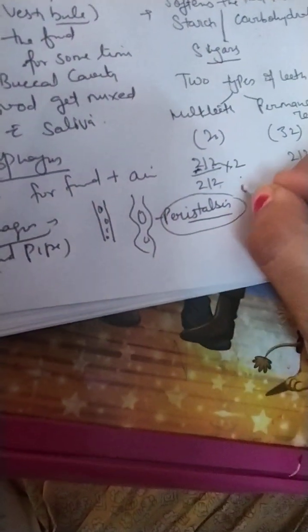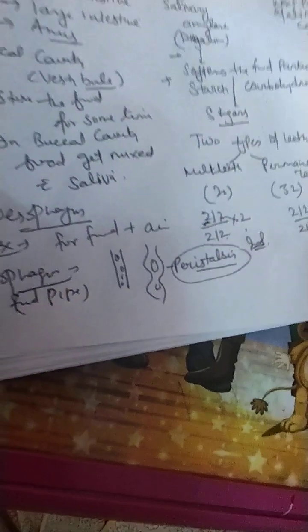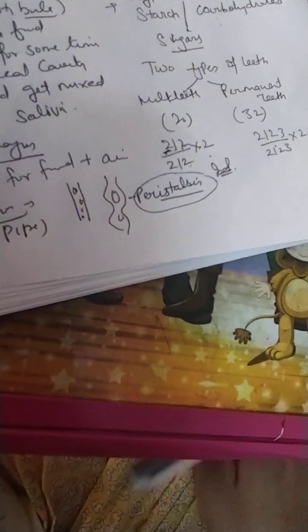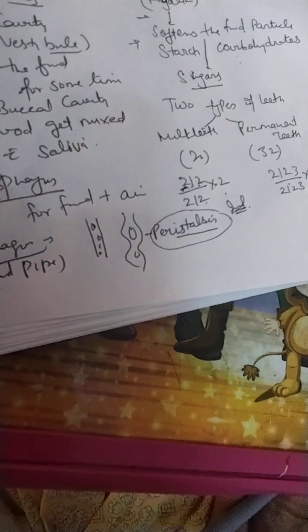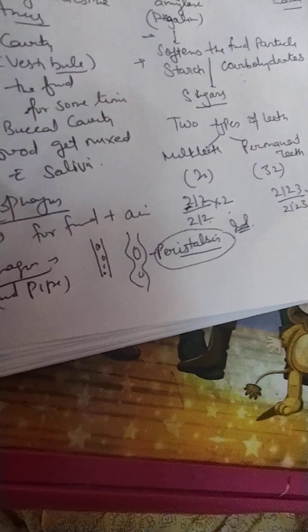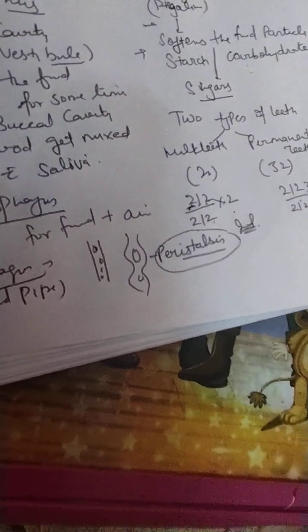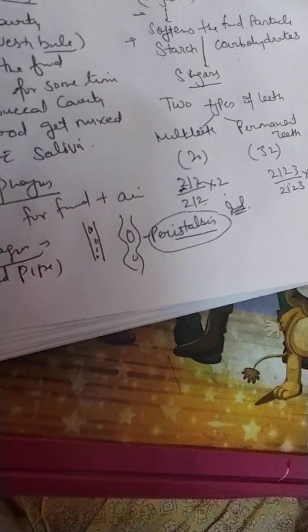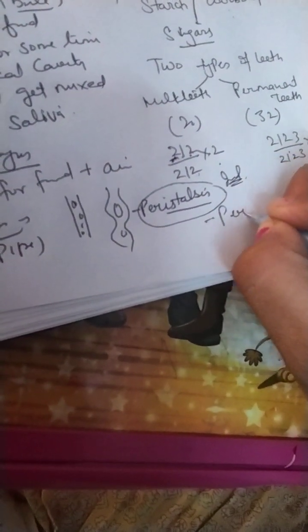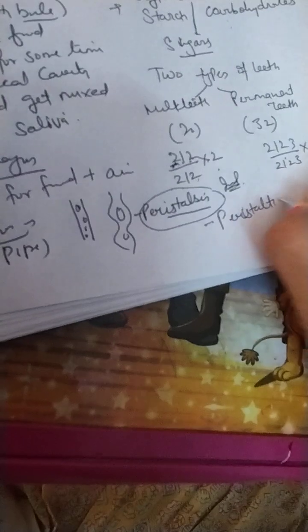That name is very important, because what is peristalsis? Sometimes it is asked in the question paper exam. What is peristalsis? It is the rhythmic contraction and relaxation by the muscular activities of the esophagus, or the downward movement of the food through the esophagus, and this movement is known as the peristaltic movement.